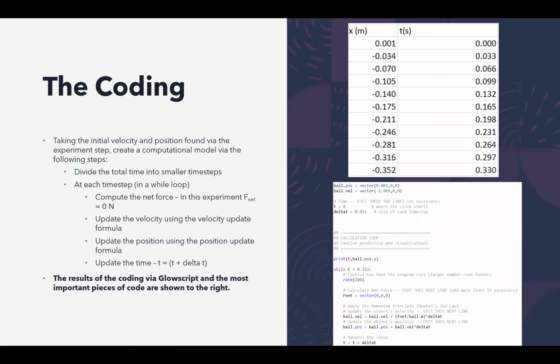For the coding, there were a couple steps to create a computational model to get a position versus time data set. The following were what was done. First, total time needs to be divided into small time steps. Then at each time step, you need to compute the force, update the velocity using a velocity update formula, update the position using the position update formula, and update the time. These formulas are illustrated on the right in the code, updated from the lab starter code, and the position versus time data is also shown on the right.